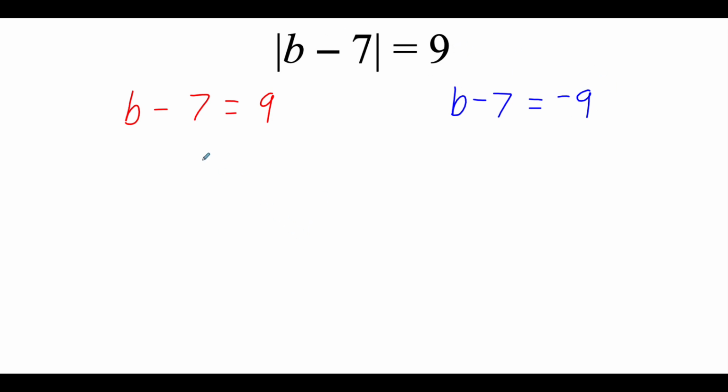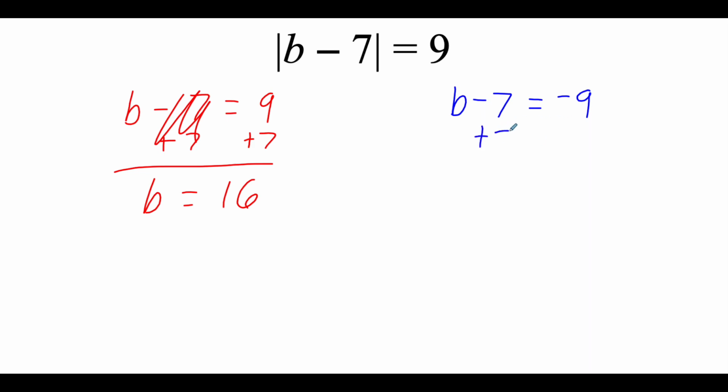Now going through and solving these, starting on the left with the red equation, b minus 7 equals 9, I'm going to add that 7 over to the right-hand side. That's going to cancel out. So we're going to get b equals 16. And then if we look at our other equation, again, we're going to have to add that 7 over to the right-hand side to get it to cancel out. So we should get b equals negative 2. So our two answers in this case are b equals 16 and b equals negative 2.